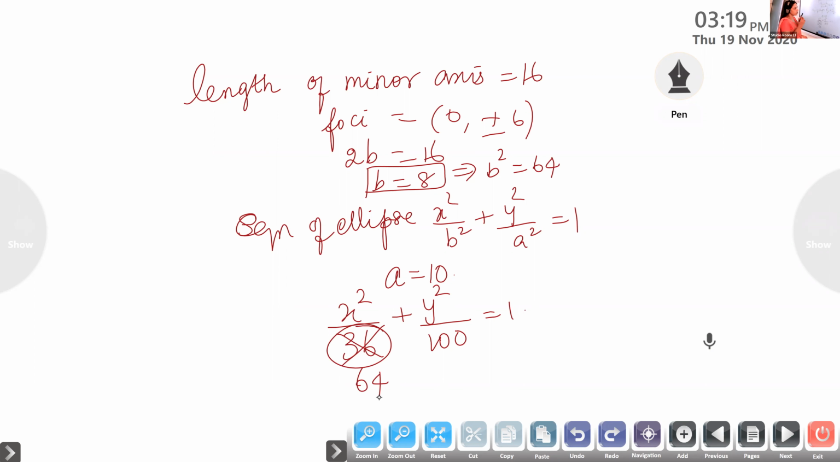So a square is b square plus c square. So 64 plus 36 gives us 100. Foci means it is 0, comma plus or minus c. The c value is 6. Atul, what is the answer you got? x square by 64 plus y square by 100 is equal to 1. Okay. Next one. Write the next one.